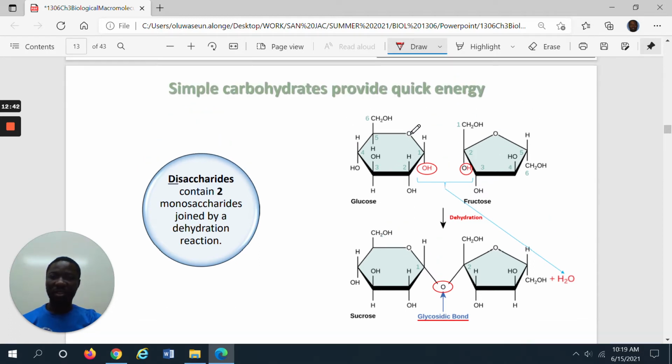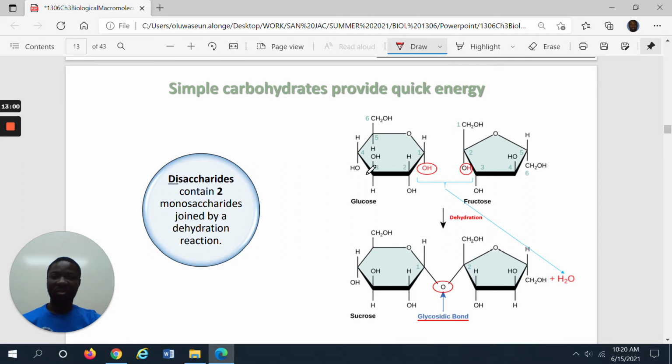Looking at this, what is the difference? The difference is the arrangement. They both have, if you count the number of carbon, 6. If you count the number of hydrogen, they have 12. If you count the number of oxygen, they have 6. The only difference is in the arrangement.